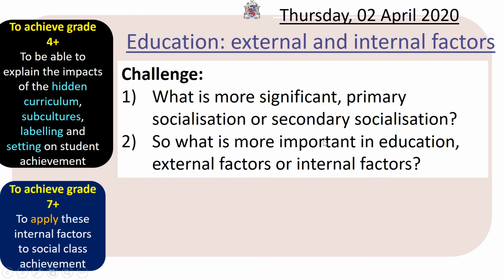And then leading on from there, what do you think is more important in your educational attainment? Those external factors, what your parents can do to support your education, or the internal factors, what your school does, what set they put you in, what curriculum they give you, what your teachers think of you. What's more important? How much your parents care about you doing well? How much your teachers care about you doing well? Pause the video and answer those two questions.